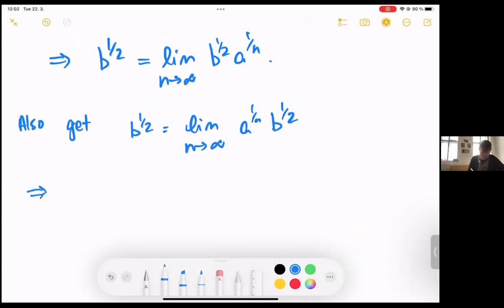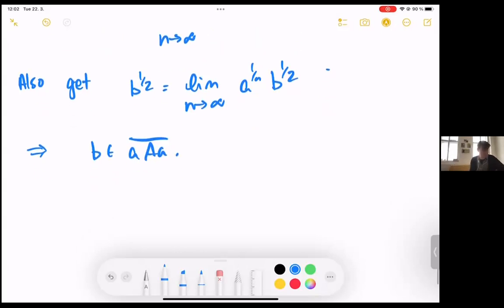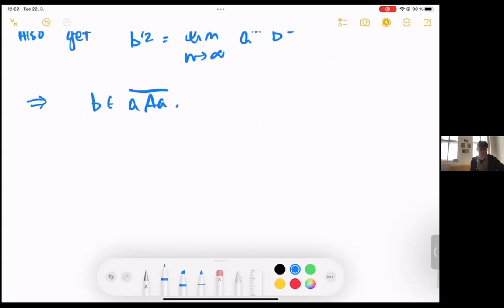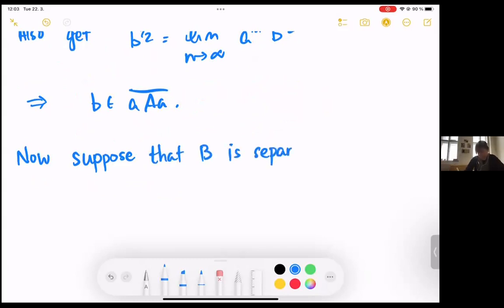Which then implies that b is in this closure, just multiplying b half together. So indeed, this is the hereditary subalgebra generated by A. Okay, so now suppose that B is separable.